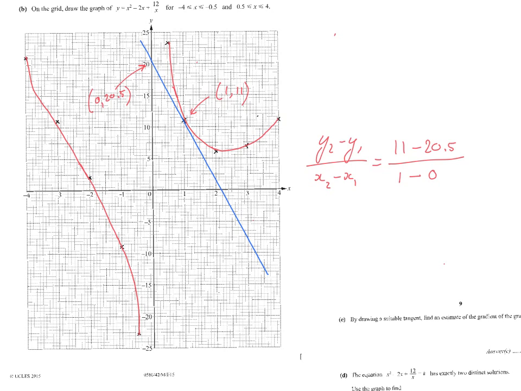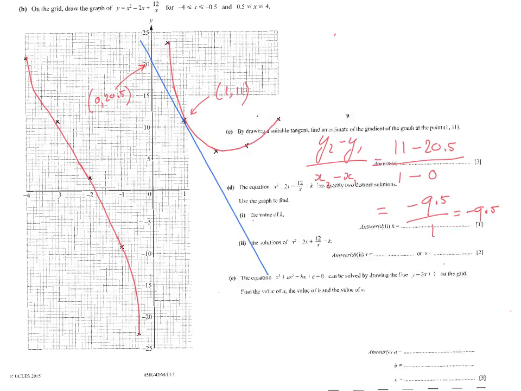And by the way, I'm telling myself, is the gradient positive or negative? Well, it's going down, so I'm expecting a negative answer. So any positive answer is rubbish. 11 take away 20.5. I'm a bit tired, so I'm using my calculator. Minus 9.5 over 1. So that equals minus 9.5. Good, that's the gradient. Fantastic.